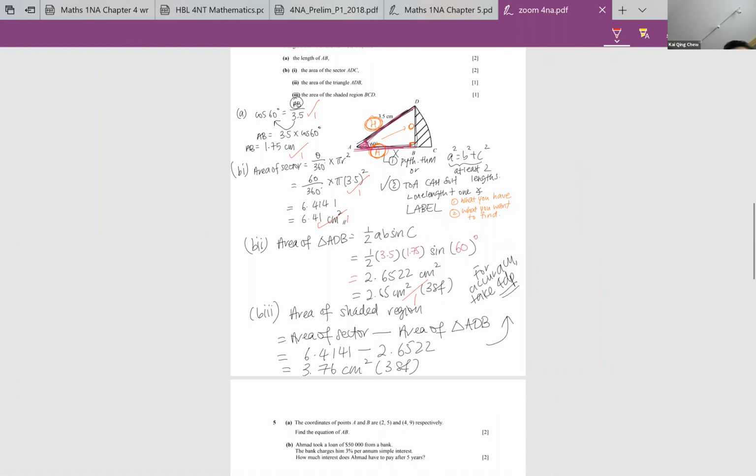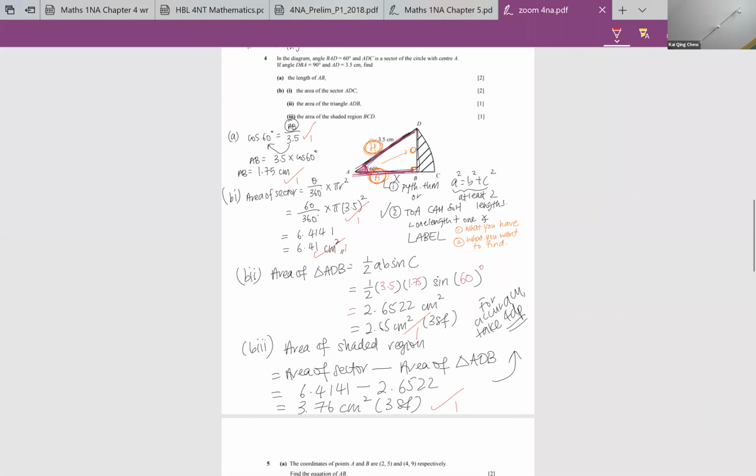1, 2, 3, 4, 5, 6 marks. Actually, this is 6 marks. Not so difficult to earn, right?